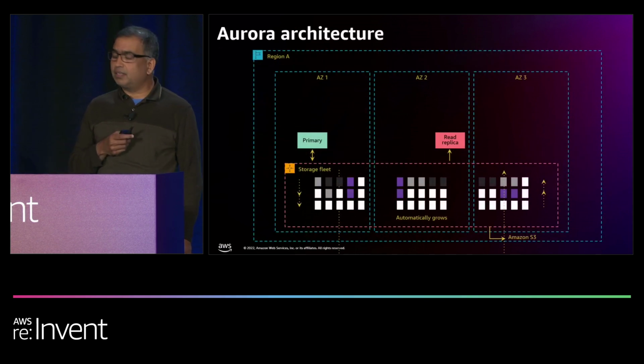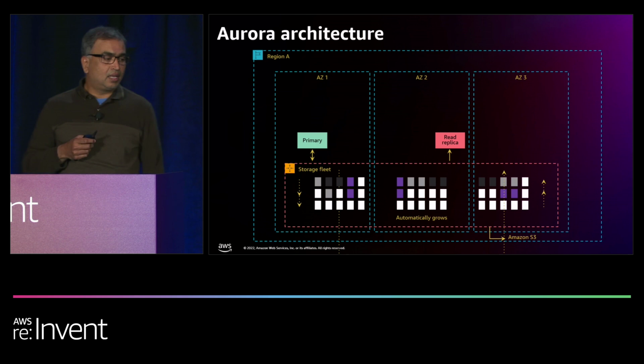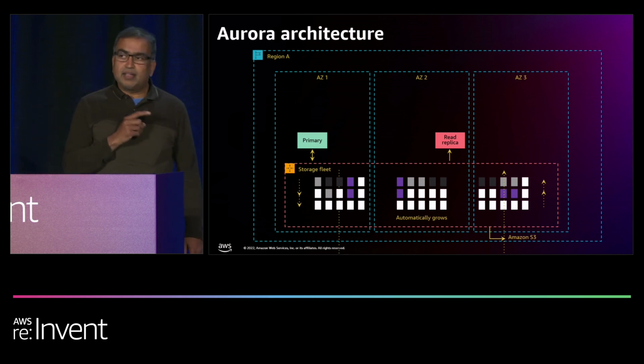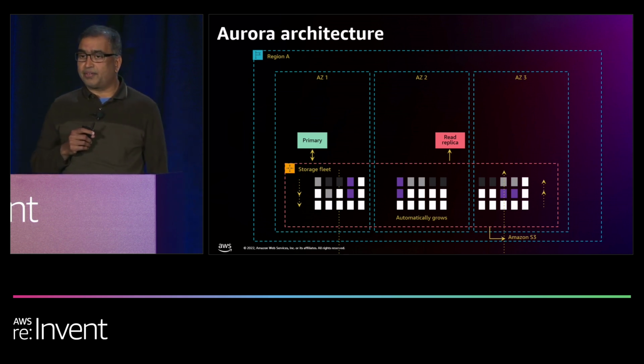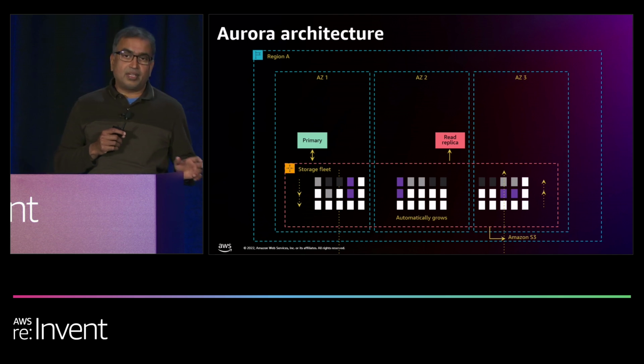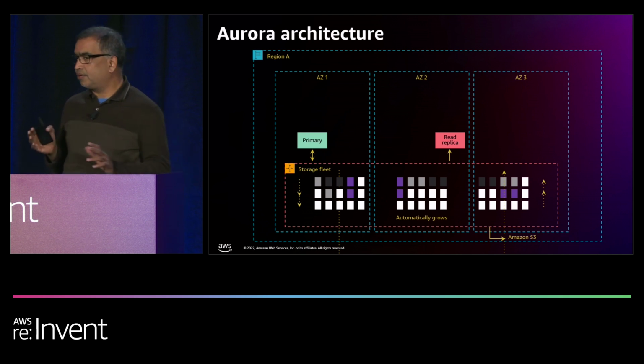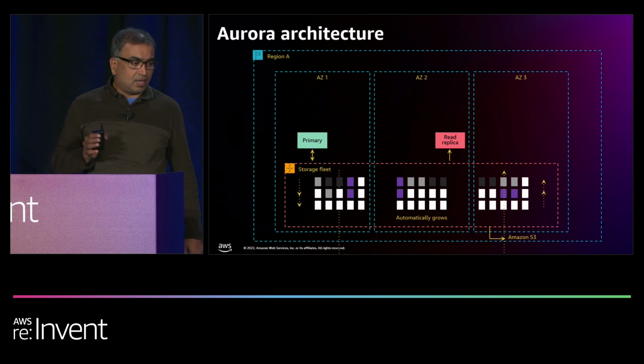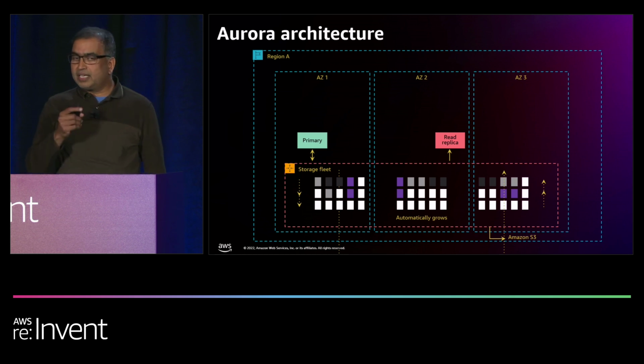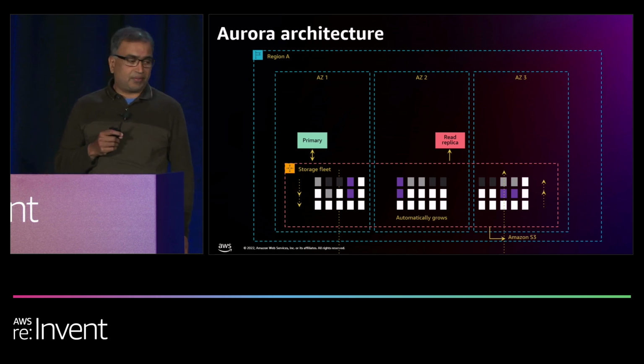So this is how the Aurora architecture looks like. This is a single master Aurora architecture. As you see, the storage layer, which is a cloud storage volume, is spanned across 3 availability zones. And you have a master database and read replicas.